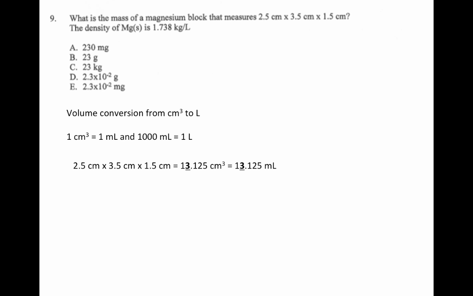So the volume of this block right here, if we work it through, is going to be 13.125 cubic centimeters, which is the same as 13.125 milliliters, and it's going to have 2 significant figures in it. We now can convert that into a mass. 13.125 mLs, well, we know that for every 1 liter there's 1,000 milliliters. That's an exact relationship. And the density is given that there's 1.738 kilograms for every liter that we have. So now we've gone through and we've calculated the mass in kilograms.